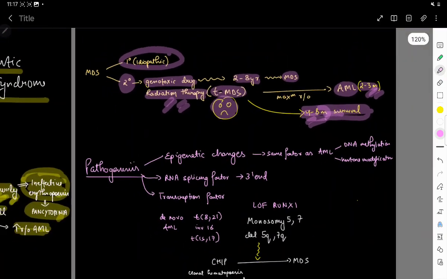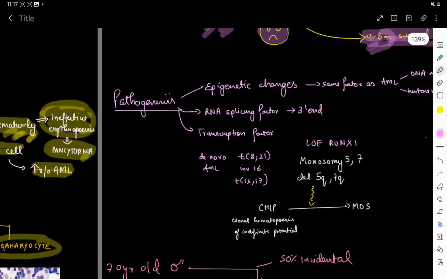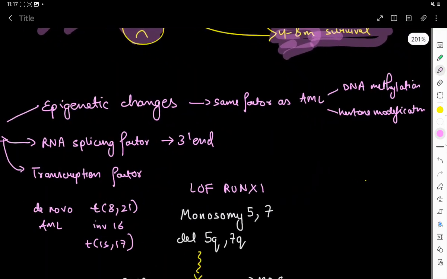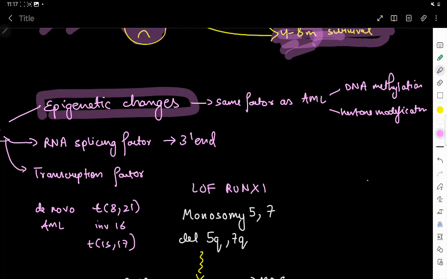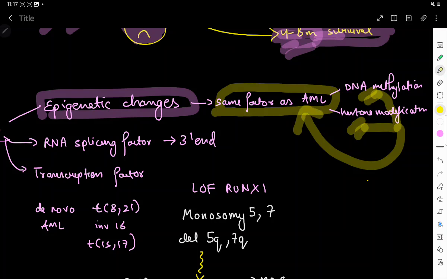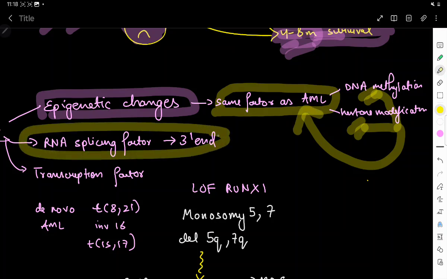What we also need to understand a bit about is the pathogenesis of the disease. A peculiar point to note here is that the epigenetic changes that are seen in the case of MDS are actually the same as in AML, meaning the DNA methylation changes and the histone modification we see in AML, the factors involved in AML are the same as those involved in MDS. Okay, one more specific thing is RNA splicing factor. You just need to remember the name. The 3' end of this RNA splicing factor is involved.